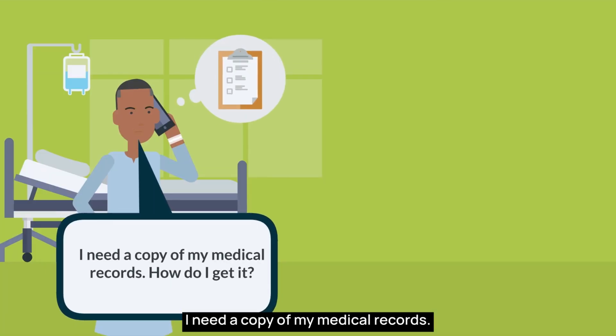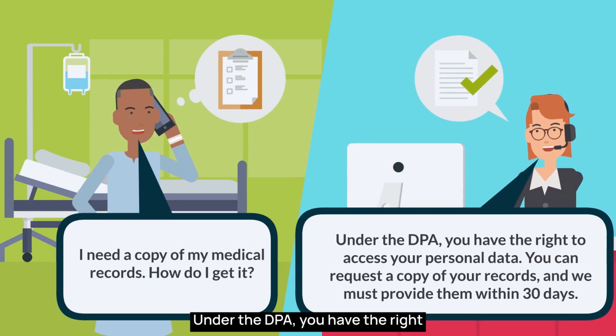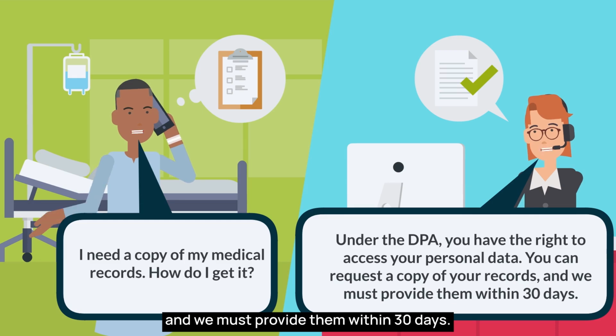I need a copy of my medical records. How do I get it? Under the DPA, you have the right to access your personal data. You can request a copy of your records, and we must provide them within 30 days.